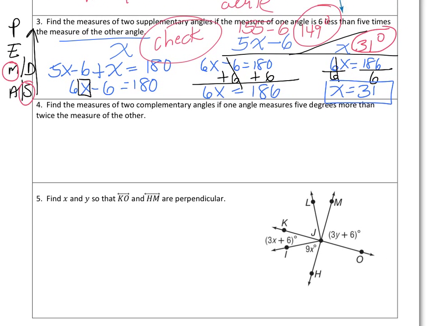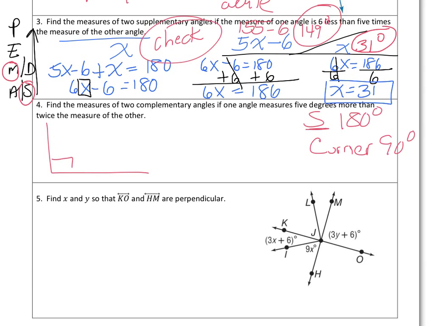Example number 4. Find the measure of two complementary angles if one angle measures 5 degrees more than twice the measure of the other. I like to think of straight S as 180, supplementary straight, and complementary corner as 90. So that's a good memory jogger for us. So we've got 90 degrees summing.